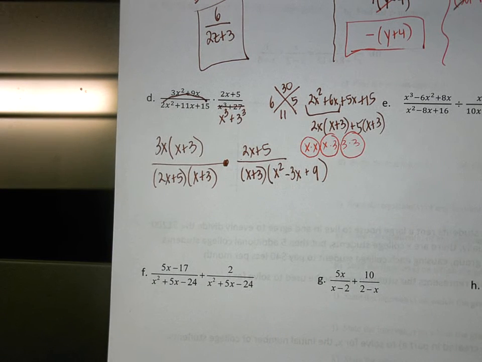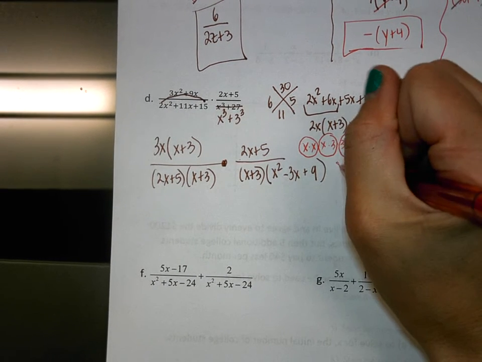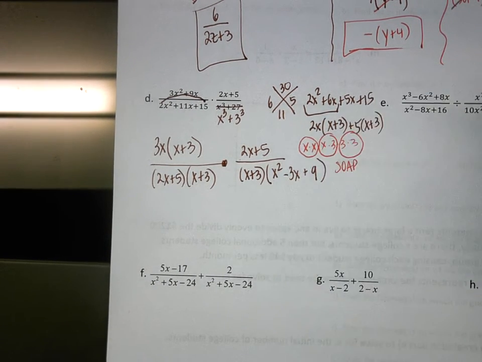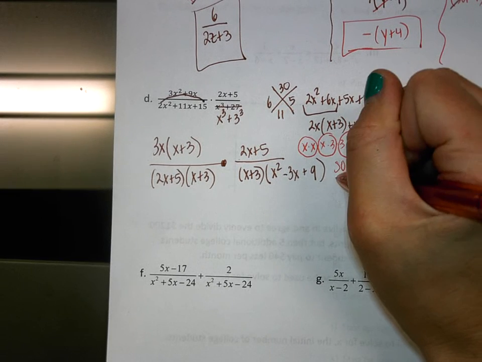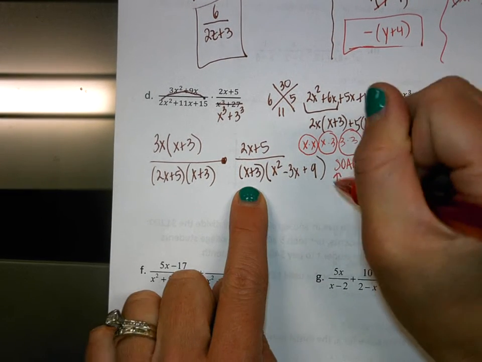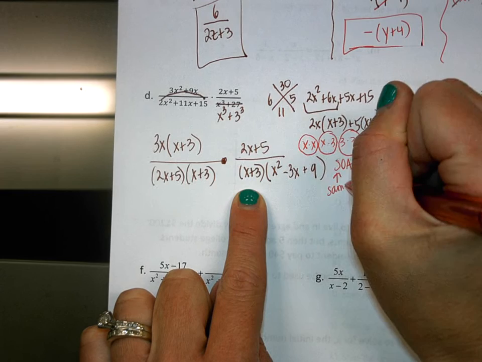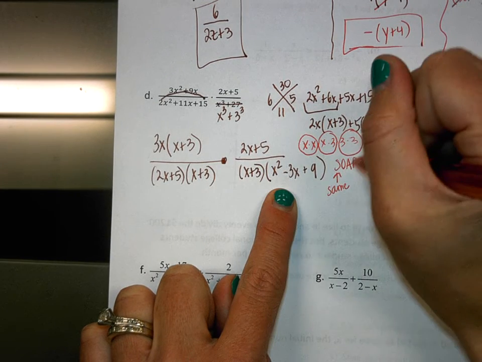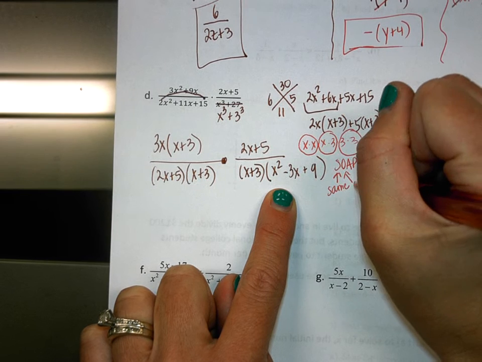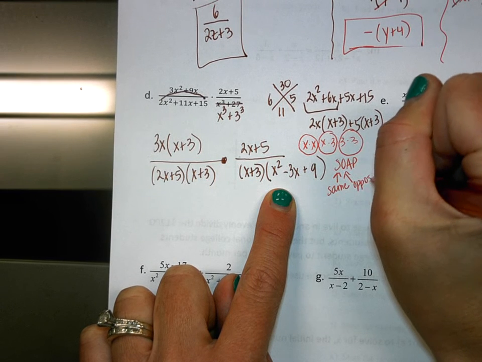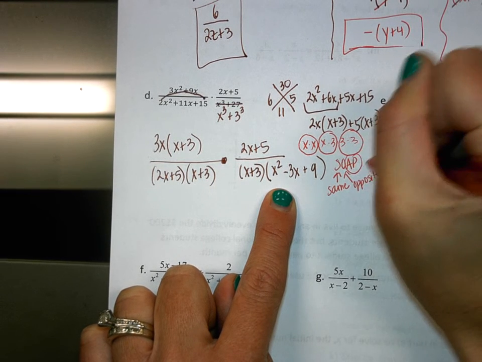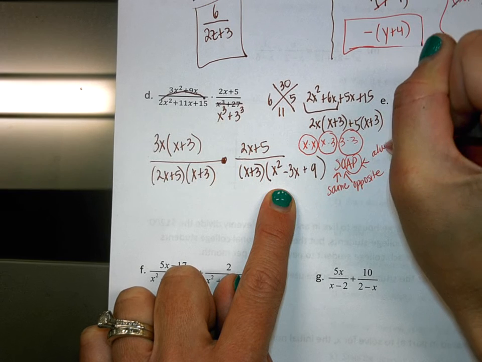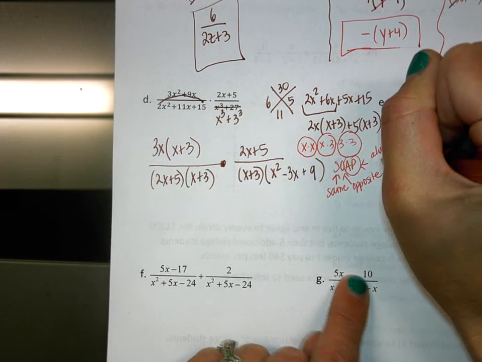And then you have to remember, we talked about SOAP. Do you guys remember that? Where the first sign is the same as your original problem, meaning plus. Your second sign is the opposite. And then the last one will be always positive.